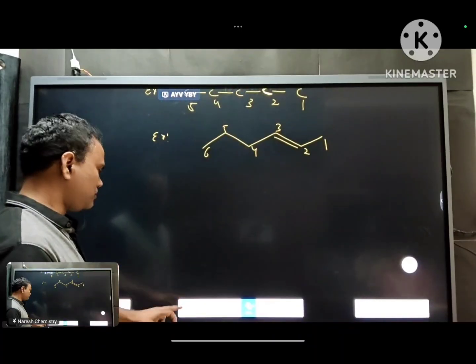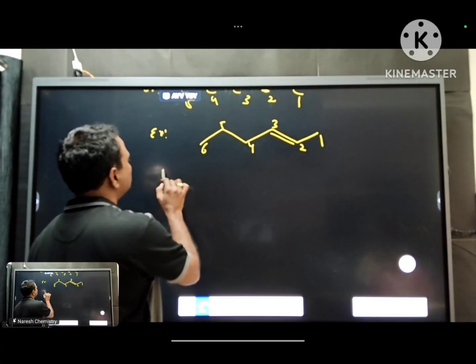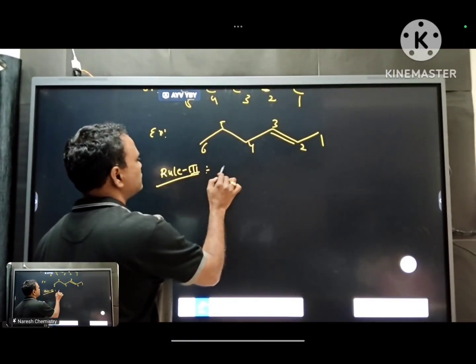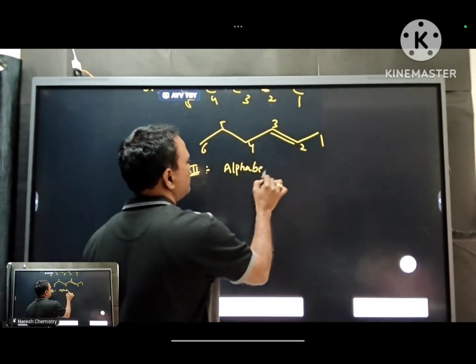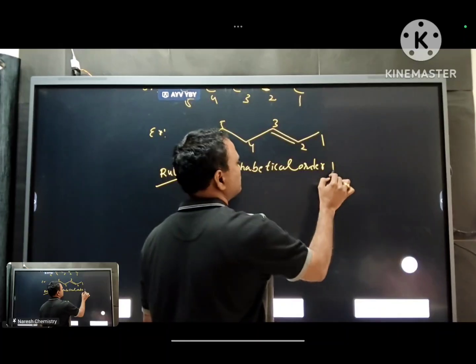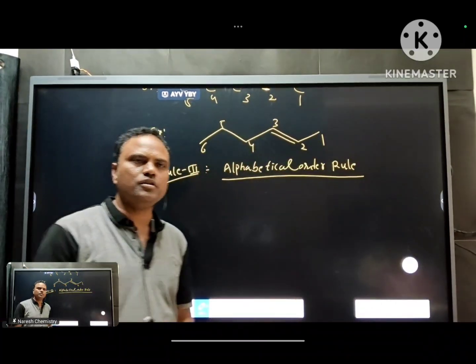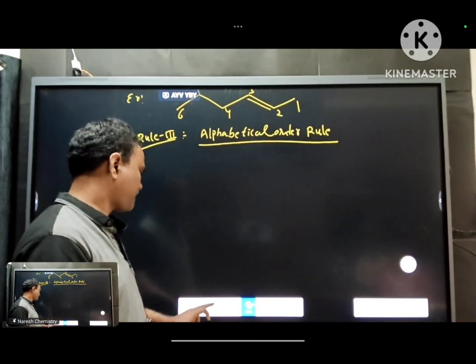Next, alphabetical order rule. Next rule, Rule 3: alphabetical order rule.